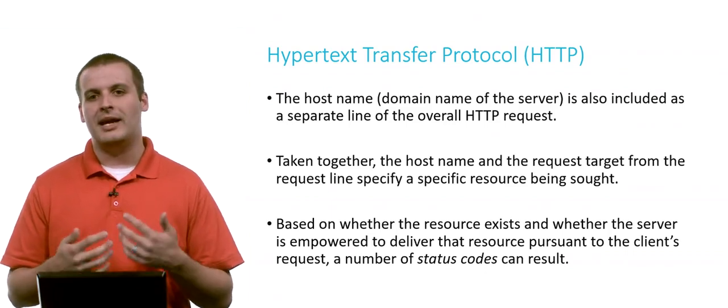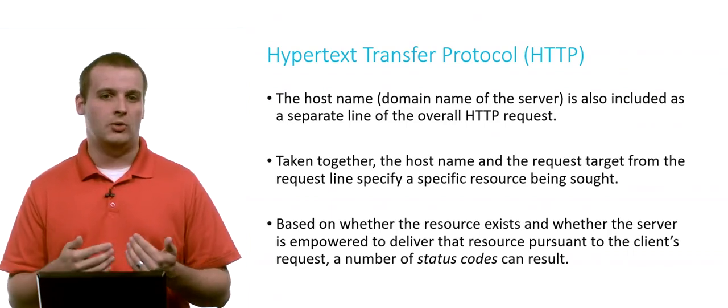And then based on whether the resource exists and whether the server can deliver the resource pursuant to the client's request, you might get various status codes back. Some of these status codes you've seen because they're part of the response. Some of them, like 200 OK, are probably pretty silent. You've probably never seen a page respond 200 OK. You just get the page. It's not like a 404 error, which is usually pretty clear. You usually see that it says 404. So let's talk about what some of those status codes might be.